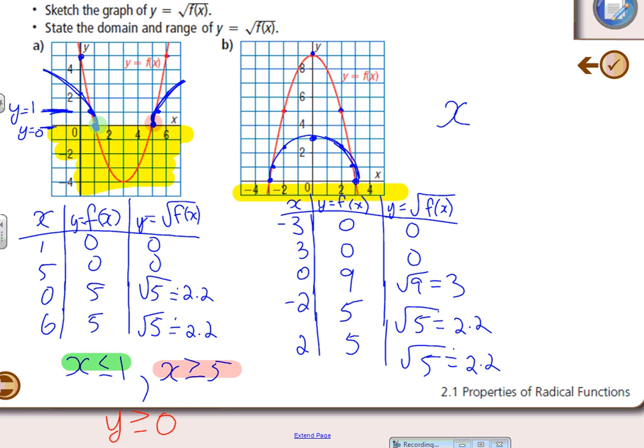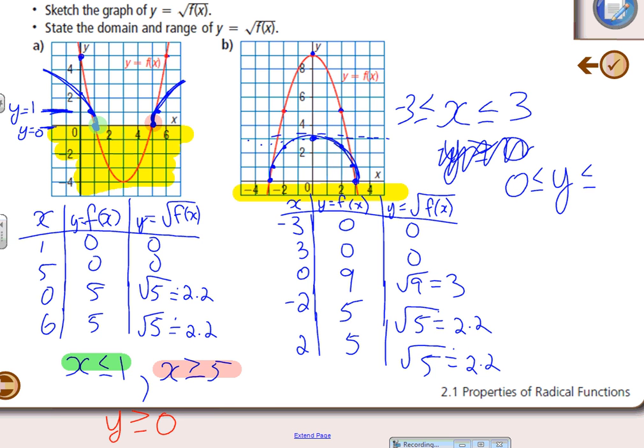X is between -3 and +3. And then, same as always, y is greater than or equal to 0. Oh, but it's also less than, so I've got to stop here because we do have a stop spot, which is our highest value. So let me redo that, sorry. Y is between 0, which is our bottom, and our 3. So there's your domain and your range.